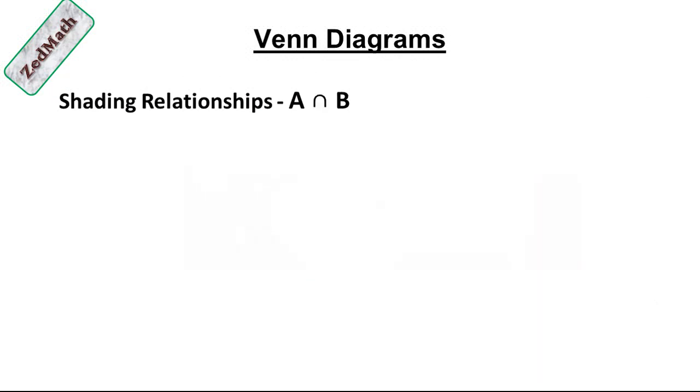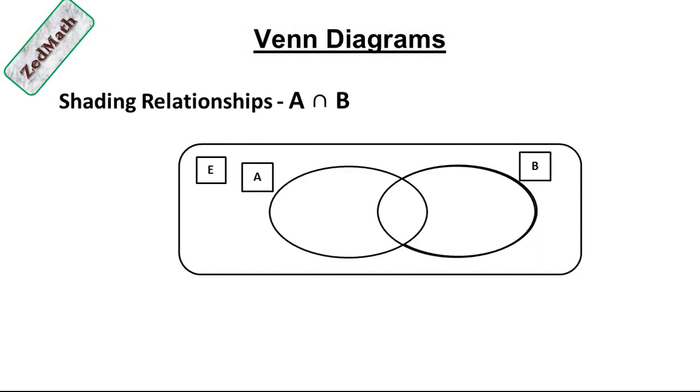How do you shade A intersection B? How do you shade that common area that is shared between the two? So yeah, we have these. We can see that the middle part is the intersection, so we just shade that part.